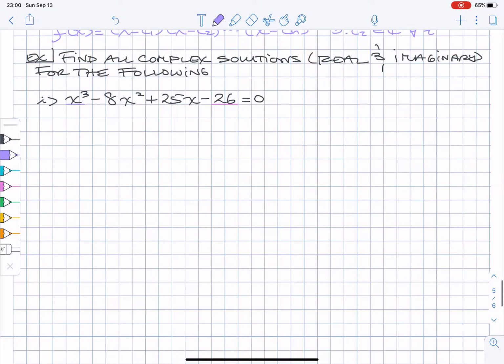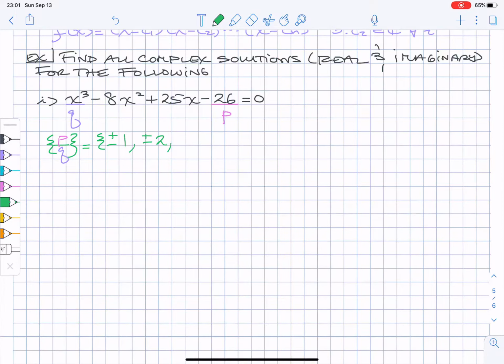I always start with 1. Here's my p's, here's my q's. So I'm going to start with the set of p over q's. I know it'll start as plus or minus 1 over 1. Okay, does 1 work? 1 minus 8 is negative 7. Plus 25 is going to be 18 minus 26. No. What about negative 1? Minus 1 minus 8 is negative 9 minus 25. No, that doesn't work. So let's try plus or minus 2.